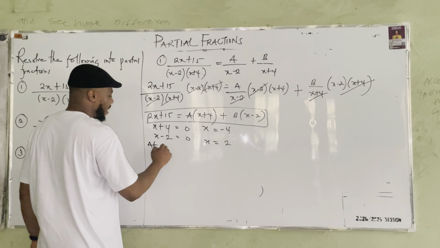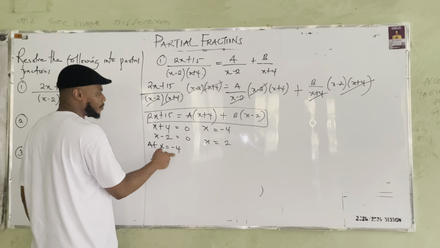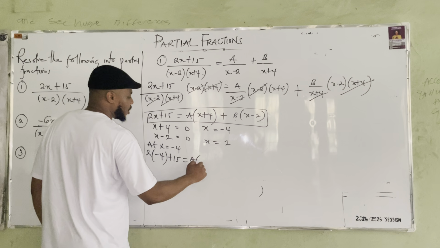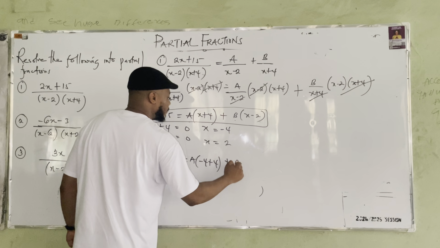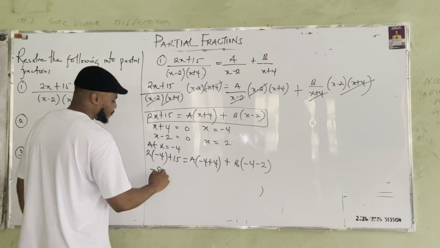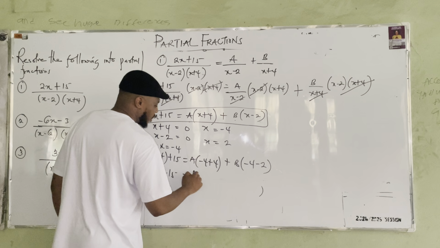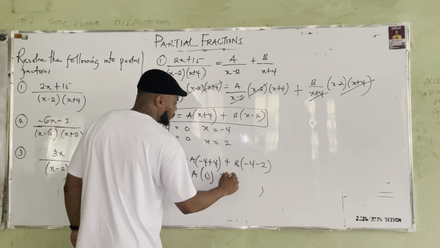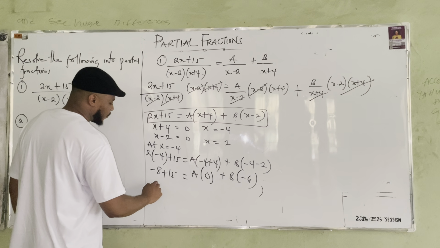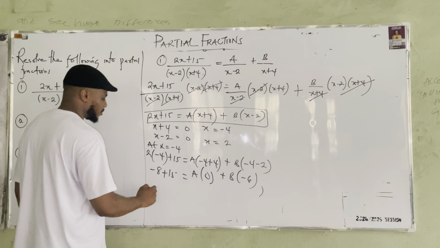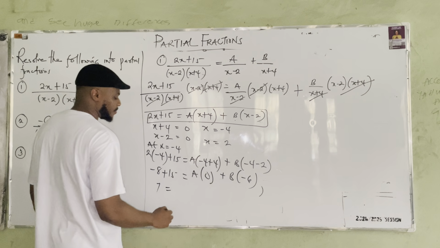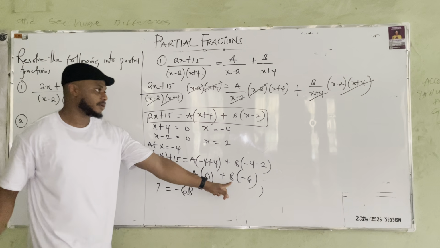So at x equals minus 4, we substitute minus 4 for x here. So this will be 2 bracket minus 4 plus 15 equals a bracket minus 4 plus 4 plus b bracket minus 4 minus 2. So 2 times minus 4 will give us minus 8. Minus 8 plus 15 will be equal to a bracket minus 4 plus 4, which is 0, plus b bracket minus 4 minus 2, which is minus 6. So minus 8 plus 15 would give us 7. So 7 will be equal to a times 0, which is 0, plus minus 6b. So we have minus 6b here.